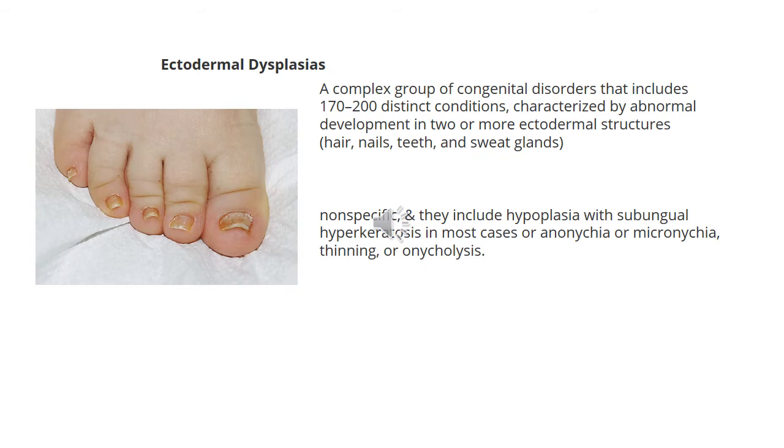Here we see a condition called ectodermal dysplasia. Ectodermal dysplasia is a complex group of congenital disorders that include 170 to 200 distinct conditions characterized by abnormal development in 2 or more ectodermal tissues, especially hair, nail, teeth, and sweat glands. Nail findings are non-specific, and they include hypoplasia, you see here hypoplasia of the nail with subungual hyperkeratosis, anonychia, absent nail, micronychia, thinning, and onycholysis.